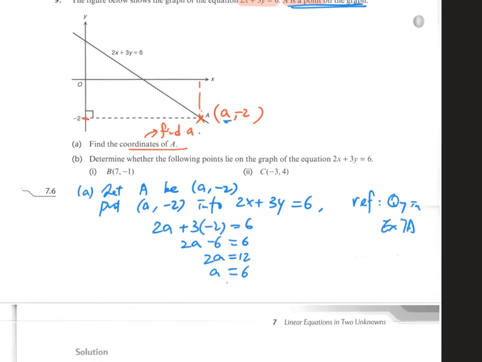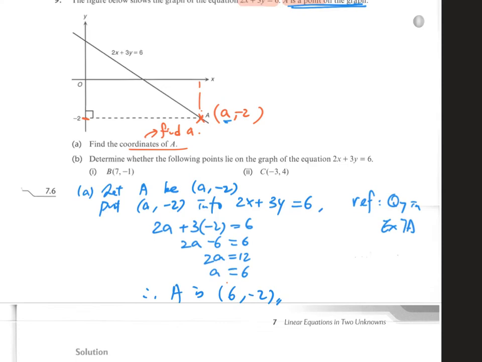Is it the end of the question? Of course not. So as a result, you have to say the coordinates of A, or simply you say A is (6, minus 2). And then we finish the question.